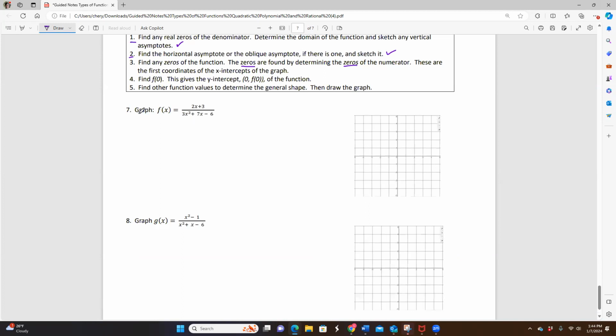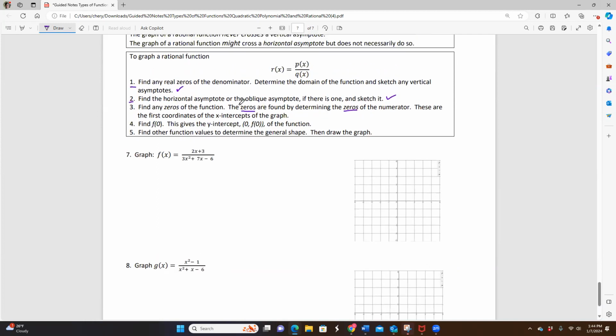All right, so here we have this one, and we'll follow the steps above to try to determine our asymptotes. First, we find any real zeros of the denominator, and this will sketch our vertical asymptotes. So our vertical asymptotes will be when my denominator equals 0.